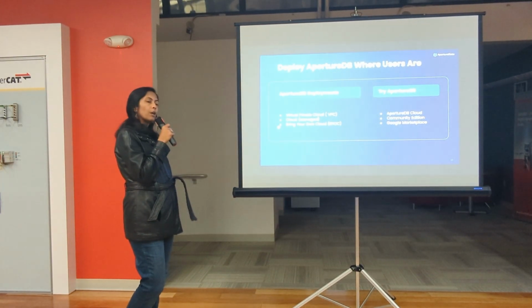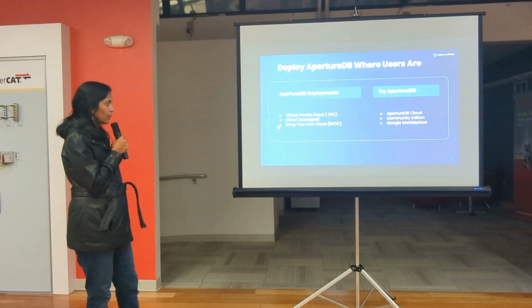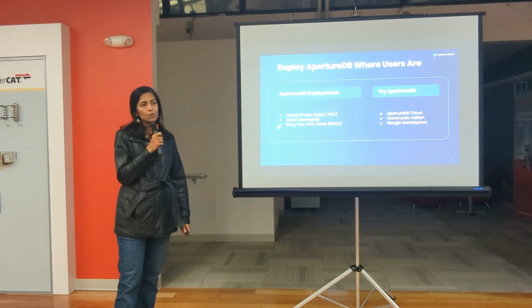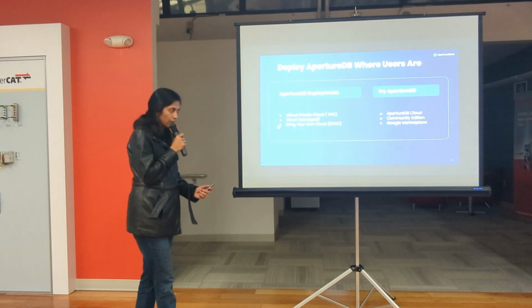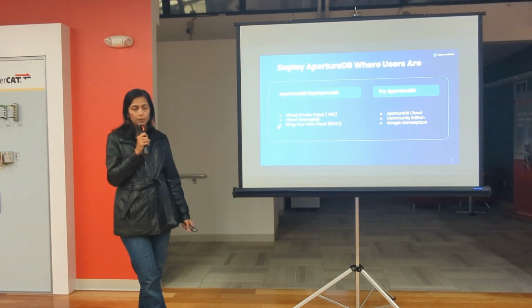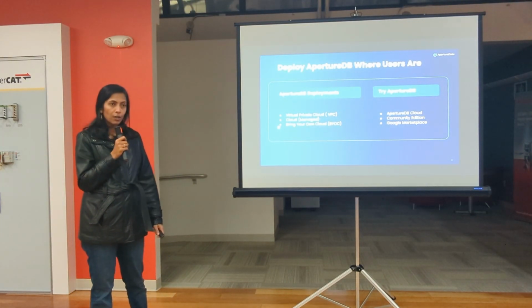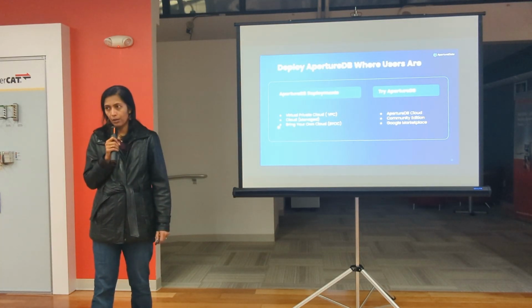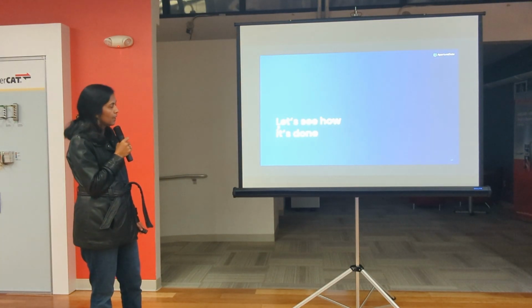And of course, we wanted to make sure that users could deploy it wherever they are. So that's why it works in virtual private clouds. We have a managed service, and then you can bring your own cloud. If you want to try ApertureDB, the best way to do it is the ApertureDB cloud. But we also have a community edition. And right now we are on Google Marketplace. At some point, we'll be on the other marketplaces too.